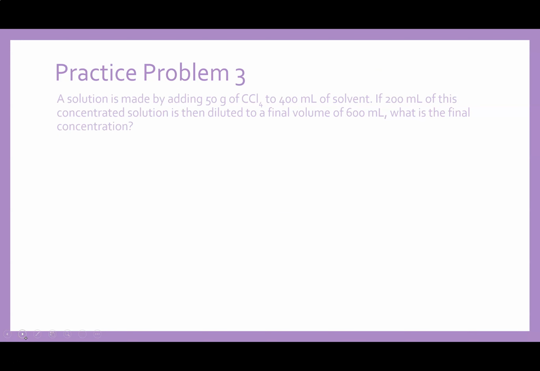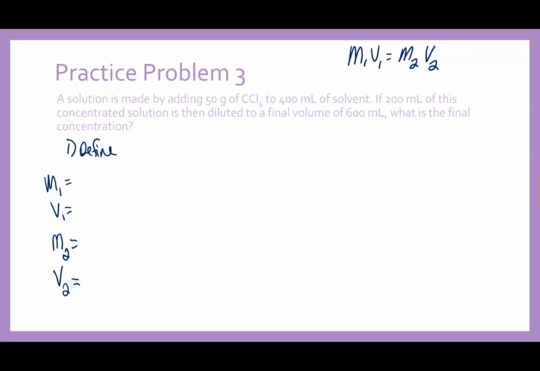My next one is going to be, again, we're going to start by defining the variables. Okay. Our solution is made by adding 50 grams to 400 milliliters of solvent. This looks like information about an initial molarity. So what I'm going to do is try to figure out what this stuff means.